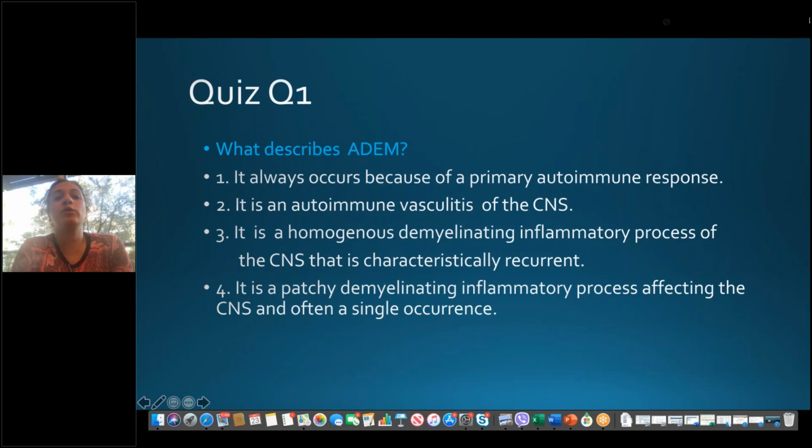So what describes acute disseminated encephalomyelitis? It always occurs because of a primary autoimmune response. It's an autoimmune vasculitis of the central nervous system. It's a homogeneous, demyelinating inflammatory process of the CNS that is characteristically recurrent. And it's a patchy demyelinating inflammatory process affecting the CNS and often a single occurrence. I'll give you a few seconds.